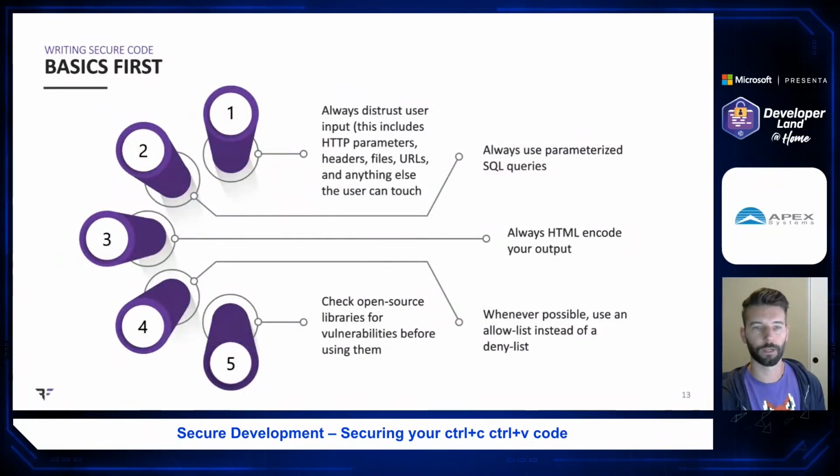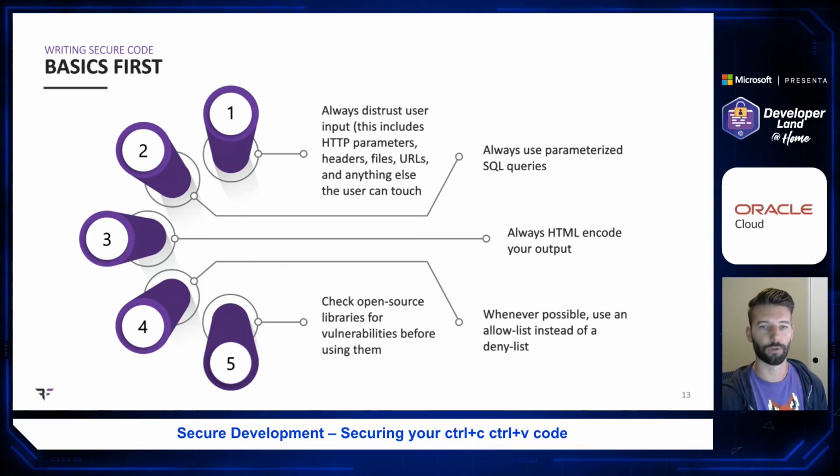I have a couple of quick rules of thumb here. First of all, always distrust user input. This includes HTTP parameters, but also things that you might not think about, such as request headers. It includes files. It includes URLs. It really includes everything the user could possibly touch.